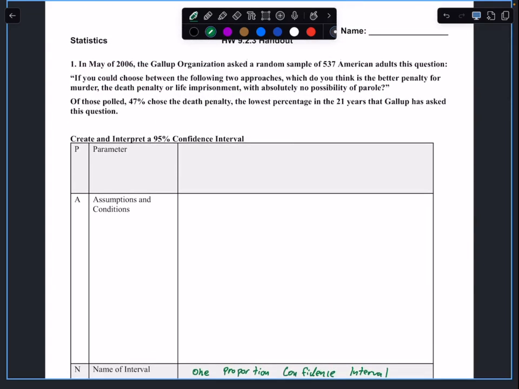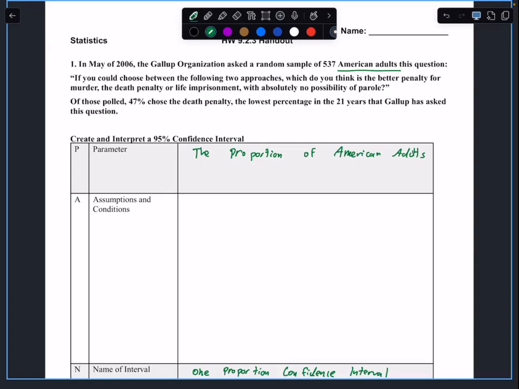The parameter is the context of the problem. So what it is that we are trying to create a confidence interval of. So in this one, we are trying to create a confidence interval for the proportion of what? The proportion of American adults, right? That's our population. So this whole question is about what proportion of American adults favor the death penalty, prefer or favor the death penalty.